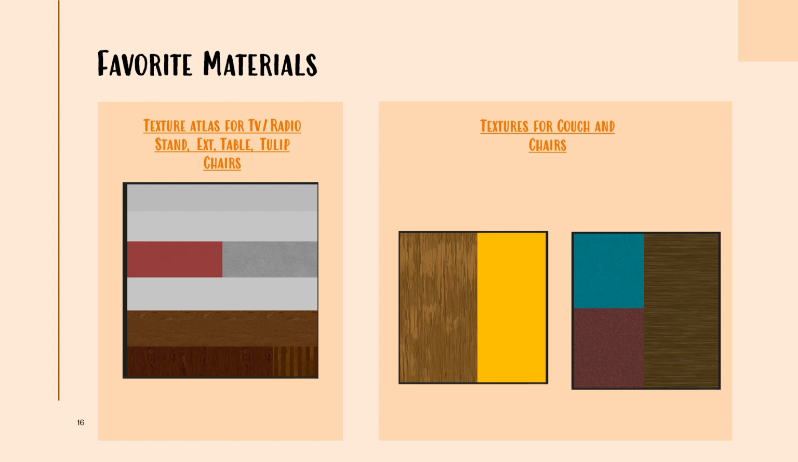One of our favorite materials is this texture atlas that Connor made for the TV and radio stand, the exterior table, and the tulip chairs. And then these textures that Ashley made for the couch and Eames chairs.